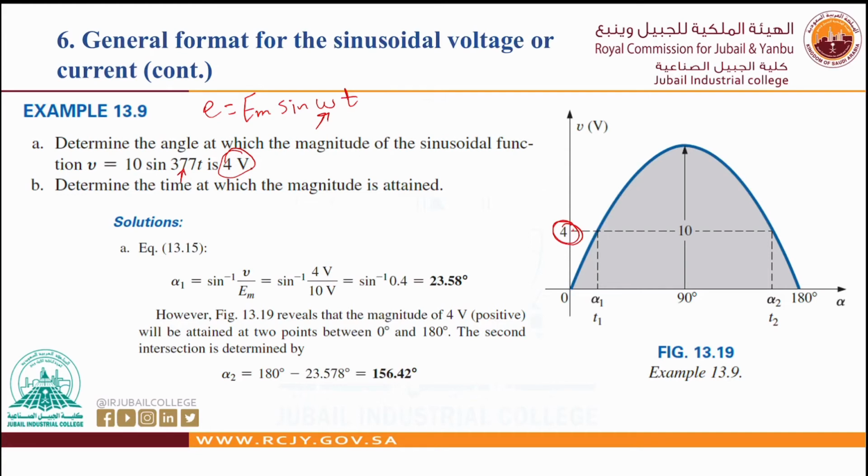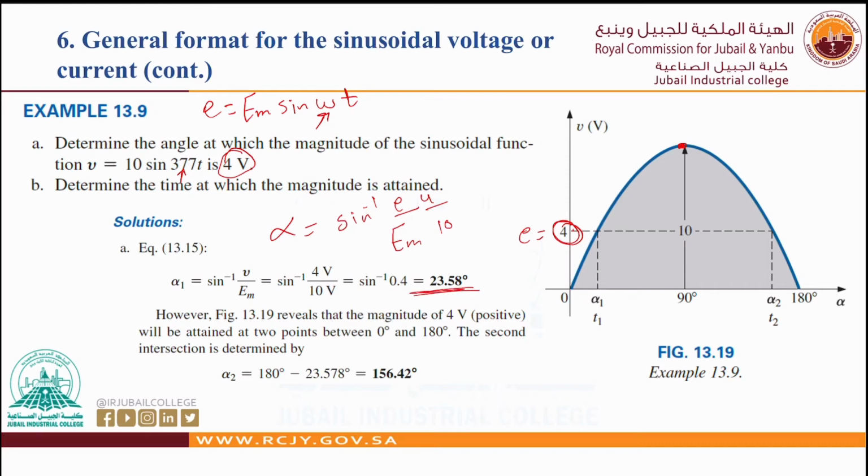Now, alpha is equal to... So this is the value of the voltage, not the maximum voltage. This is the value of the sinusoidal function, which is 4 volts. So alpha is sine inverse of E over EM, where E is 4 volts and EM is 10 volts. So this is the answer. It should be in degrees.